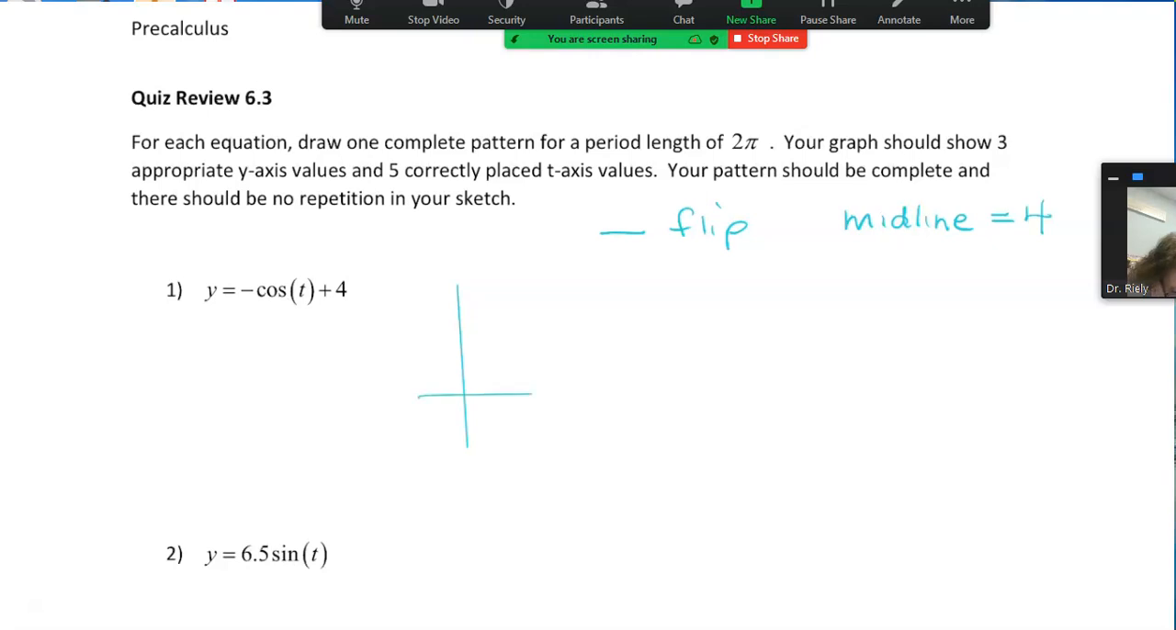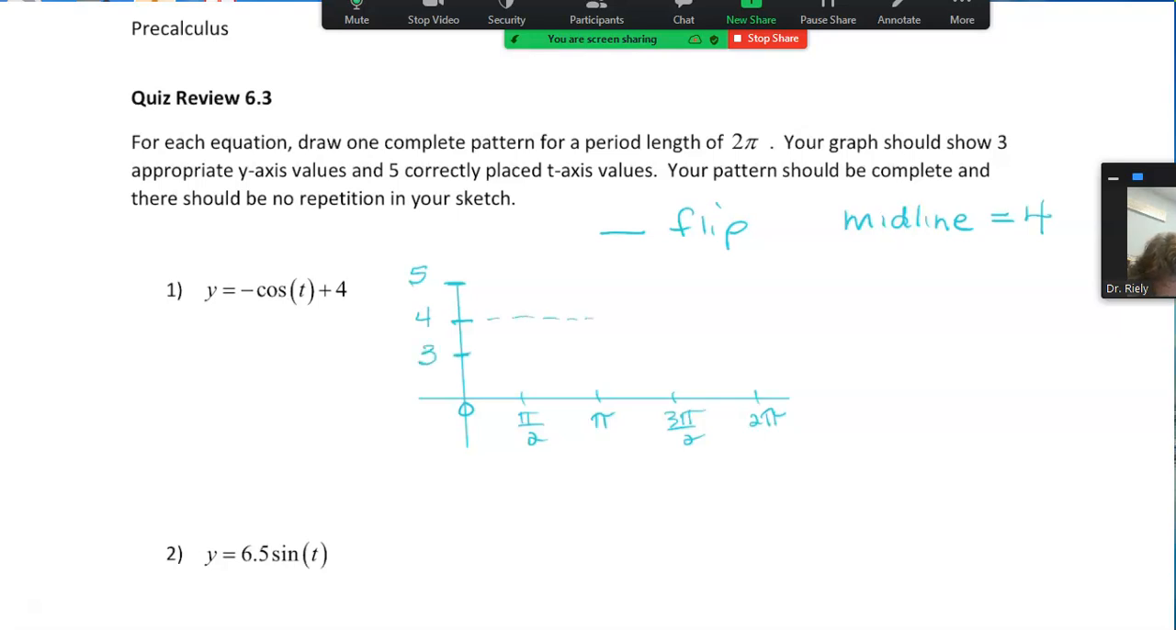and I'm going to write down my quadrantal angles. So the first one is 0, then I have pi over 2, I have pi, I have 3 pi over 2, and I have 2 pi. Okay, on my y-axis, I have 4, which is my new midline, and then I'm going to have my amplitude go up 1 and down 1.